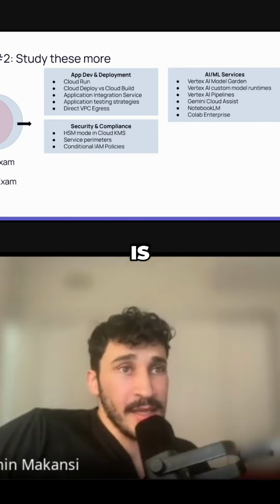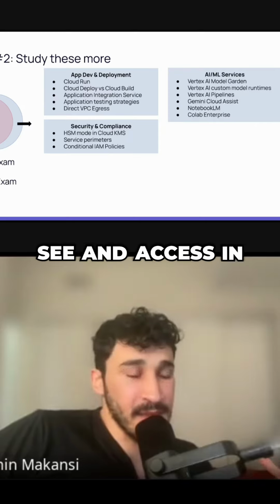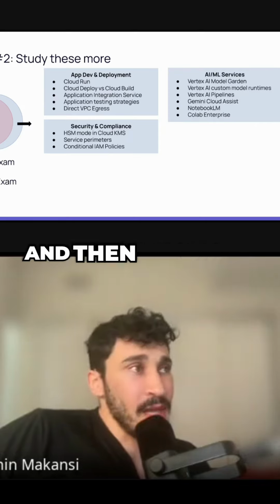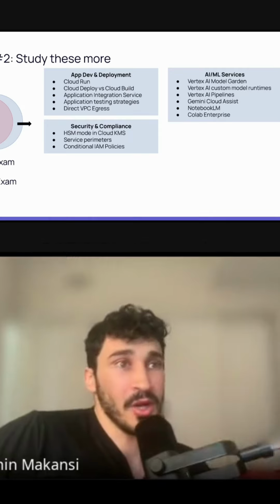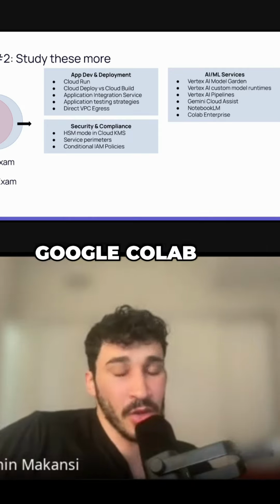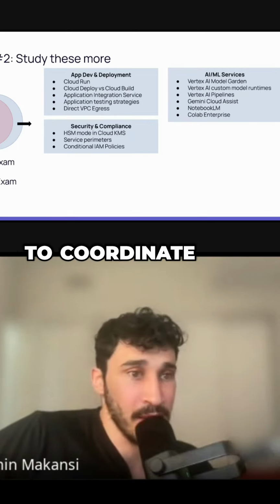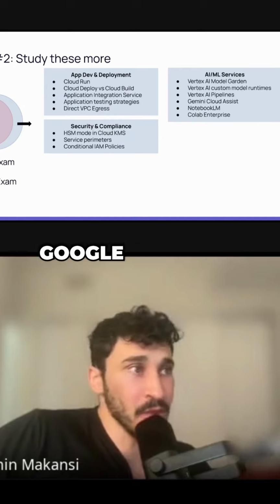Gemini Cloud Assist is the assistant that you now can see and access in the console. And then NotebookLM is part of Gemini Enterprise. Some of you have probably used it. You work with documents using generative AI. And then you've got Colab Enterprise, which is the managed version of Google Colab for teams to collaborate on Jupyter notebooks like they do with Google Docs and things like that.